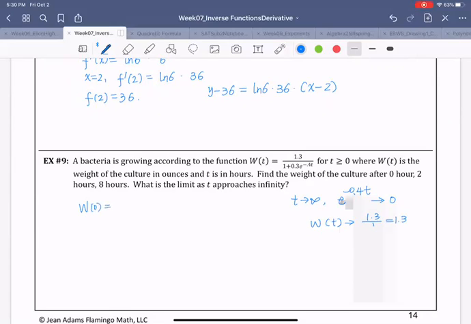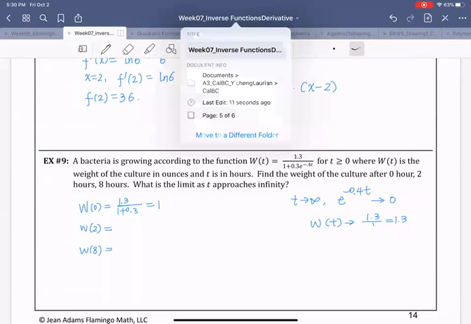W(0) equals how much? 1.3 over 1 plus 0.3. T equals 0, so that's 1. W(2), and then W(8), you have to plug into your calculator. But your limit is going to approach 1.3. The limits thing is something we learned at the beginning of the year. This is just evaluating limits at infinity.